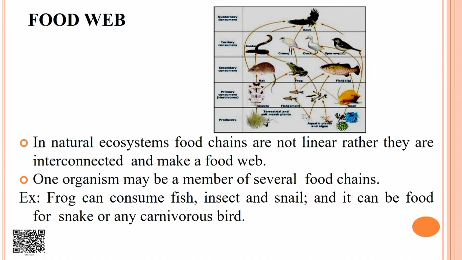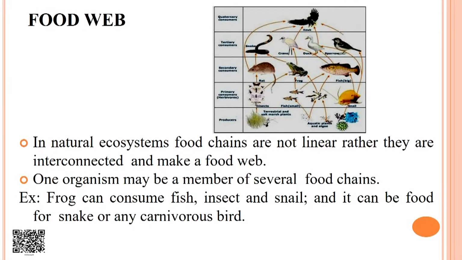Now we come to the next section, that is food web. If we see in our natural system, food chains are not linear, rather they are interconnected or make a food web. You can see the figure. One organism may be a member of several food chains. If we take example of frog, it can consume fish, insects and snail, and it can be food for snake or any other carnivorous bird, hawk and eagle.